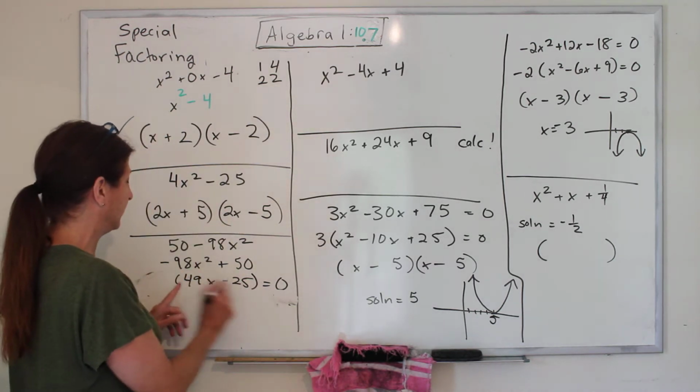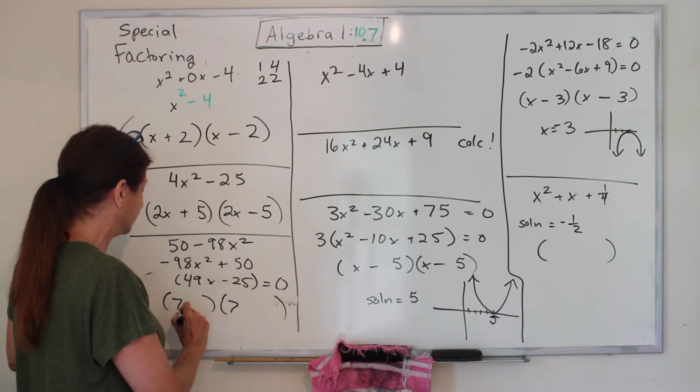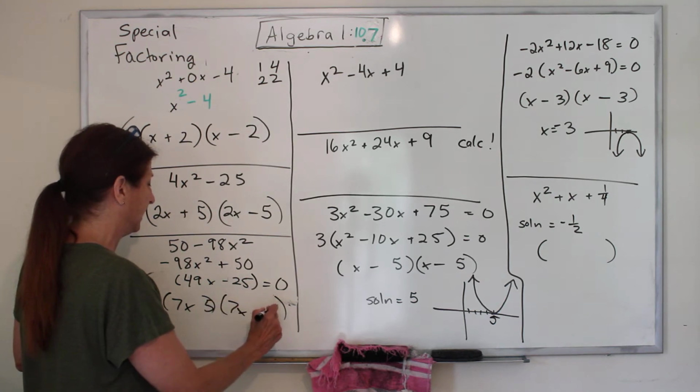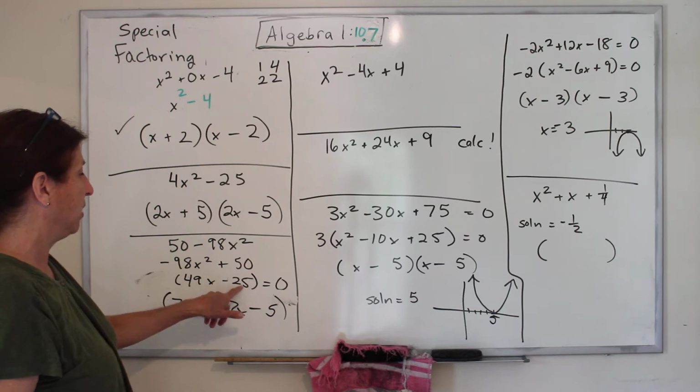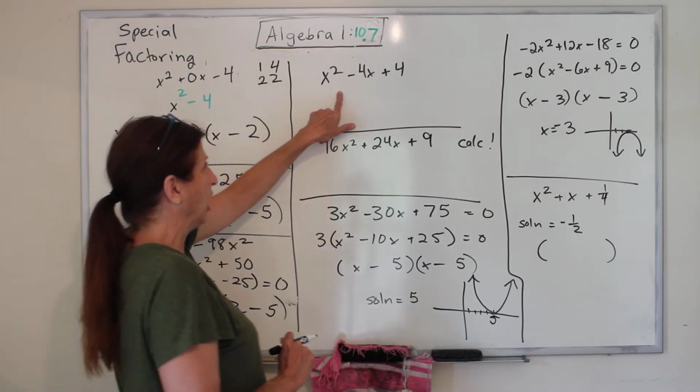So now we have the difference of two squares. We could put 7x on both of the beginnings and 5 on the ends, and one needs to be positive and one needs to be negative for that to be a negative 25. Okay?